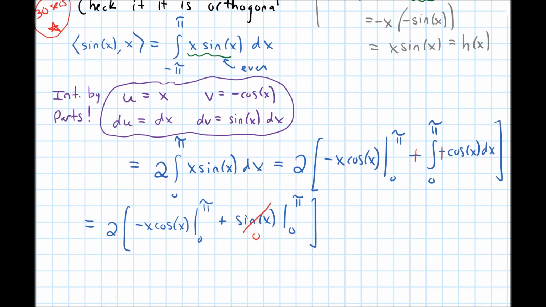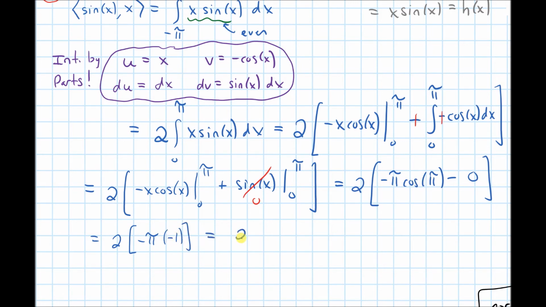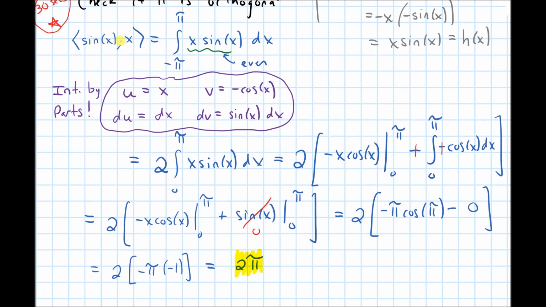All right. So now we need to plug in pi and 0 into negative x cosine x. So we have 2. Plugging in pi, we get negative pi times cosine of pi. And then minus what we get when we plug in 0. But if we plug in 0, we'll get 0 times something, and that's just 0. All right, so we have 2 times negative pi, and cosine pi is negative 1. So we have 2 pi. So 2 pi is what the inner product of sine x and x was.